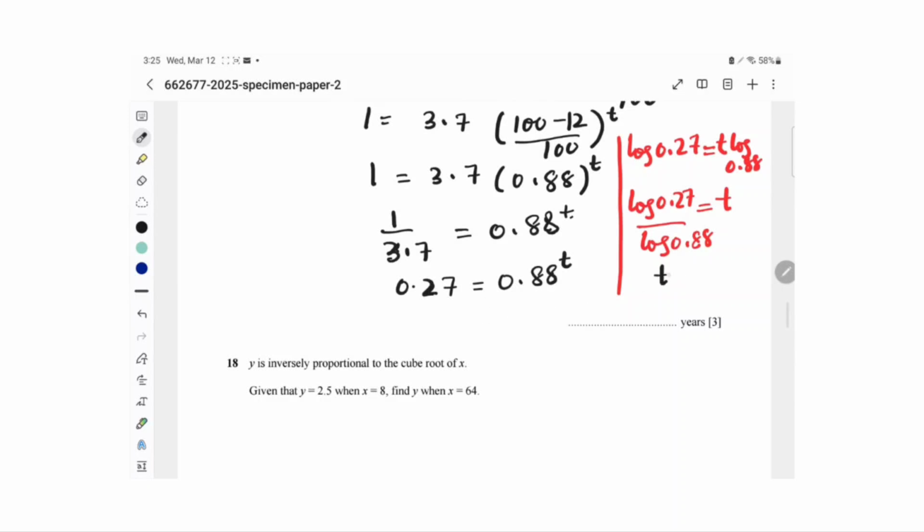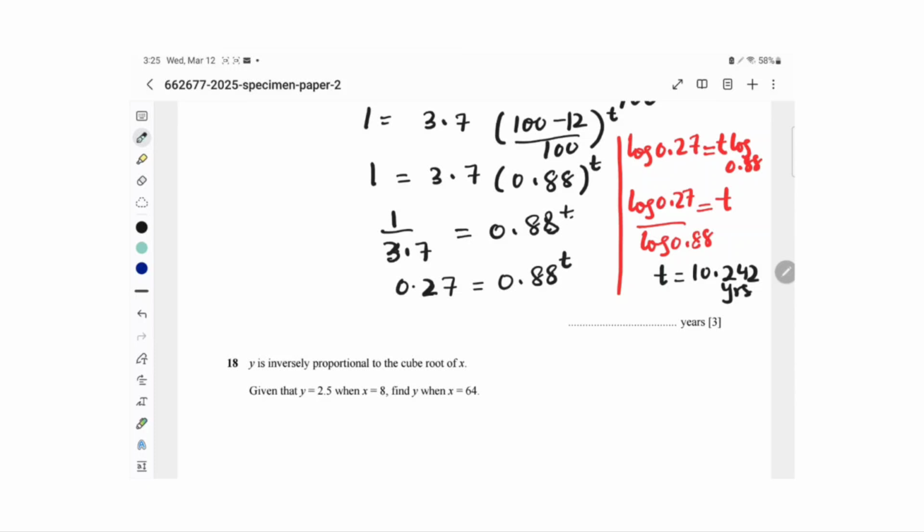T is equal to 10.242. Yes. Okay. Now we are going to find out the number of complete years. So it's more than 10 years. Even in 10 years, it won't be this type of 12% decrease. So it will take 11 years.